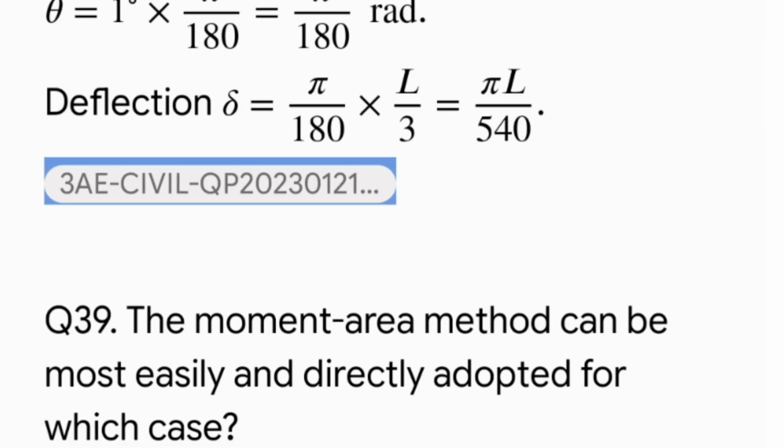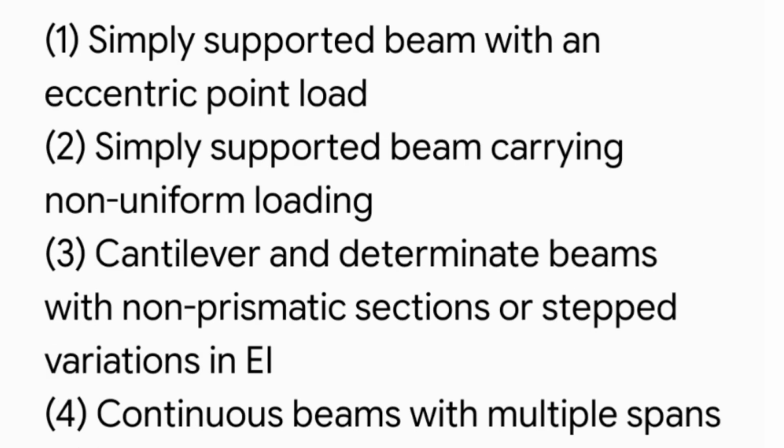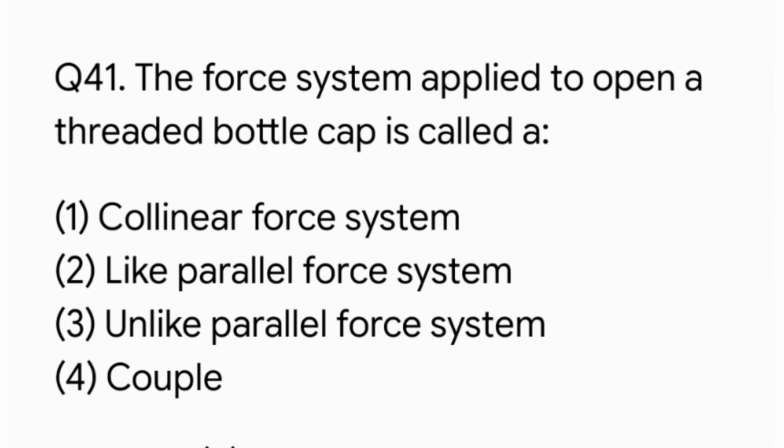Next question. The moment area method can be most easily and directly adapted for which case? Correct answer cantilever and determinate beams with non-prismatic sections or stepped variations in I. Next question. The resultant of two collinear forces P and Q acting in directly opposite directions along the same line of action is. Correct answer P minus Q. Next question. The force system applied to a threaded bottle cap is called. Correct answer couple.